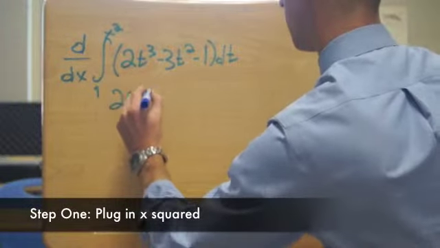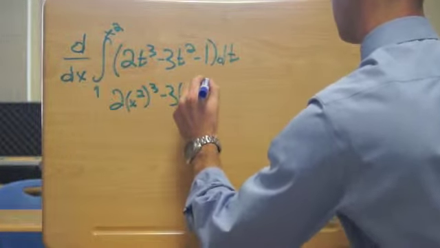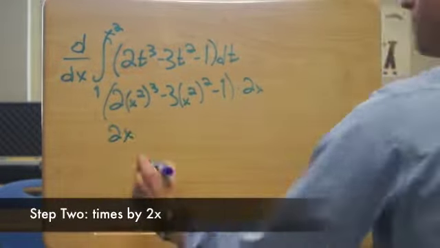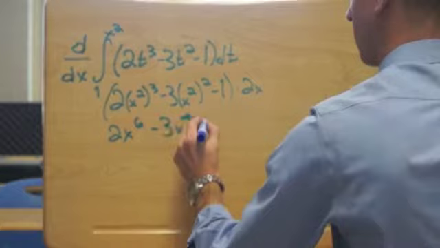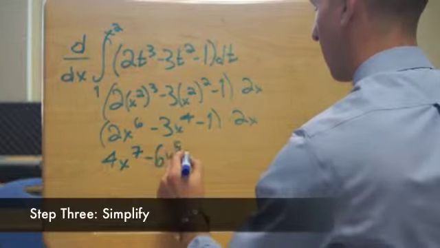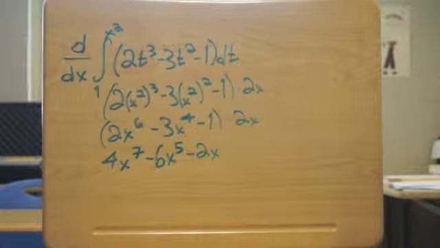Here we are working the same problem, except we replaced x with x squared. So now we plug in an x squared everywhere there's a t. Now, as you know from the chain rule, we have to multiply everything by dx, which is in this case 2x, to everywhere we plugged in an x squared.